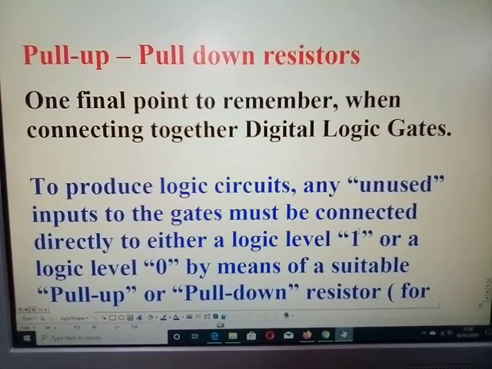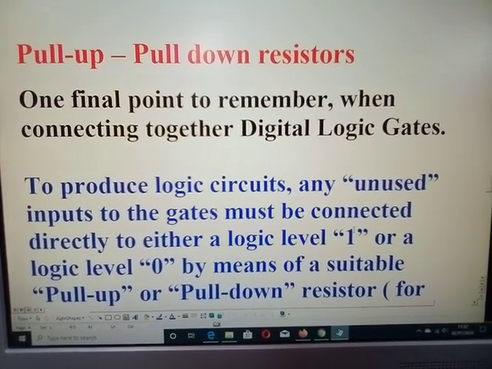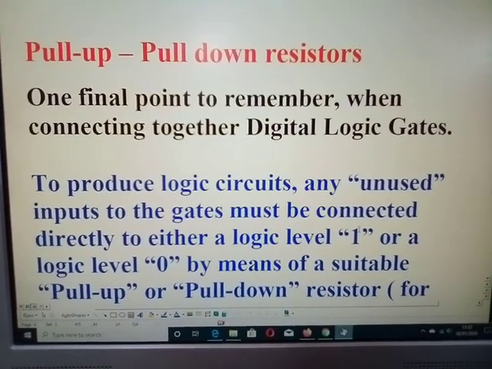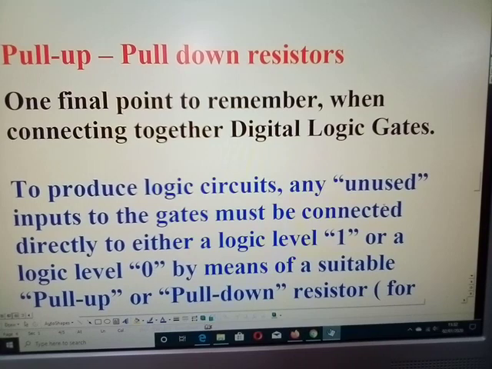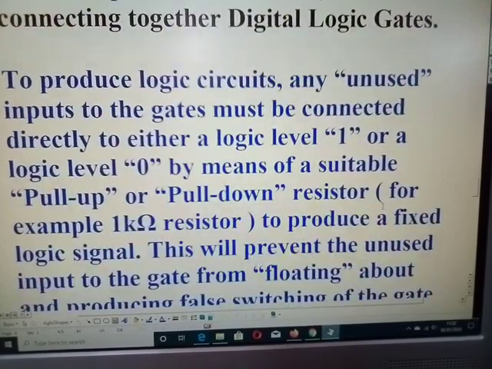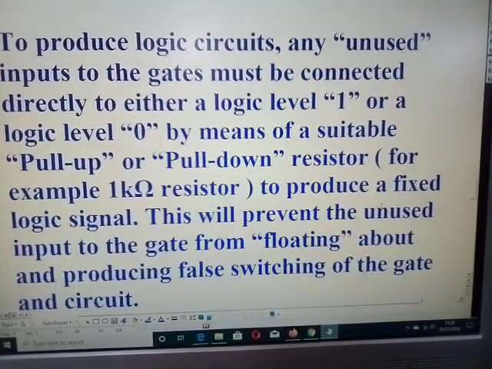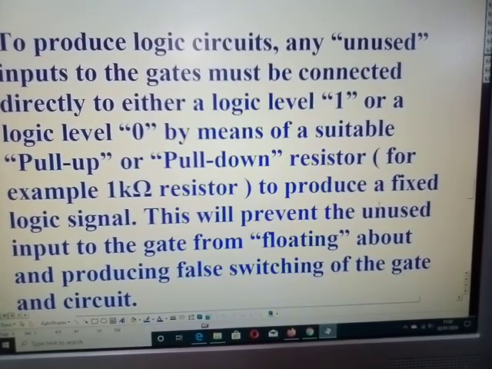To produce logic circuits, any unused inputs to the gate must be connected directly to either a logic level 1 or a logic level 0 by means of a suitable pull-up or pull-down resistor. For example, a 1 kilo ohm resistor to produce a fixed logic signal. This will prevent the unused input to the gate from floating.